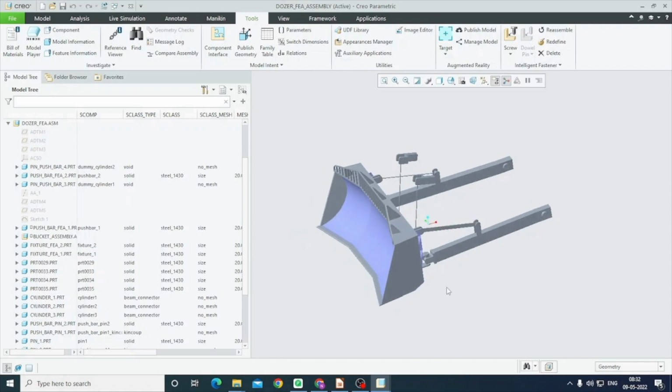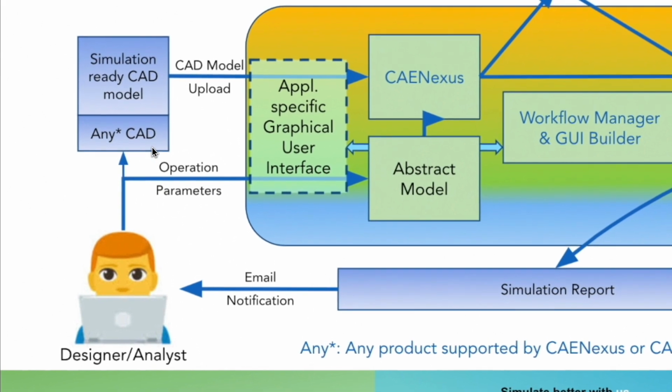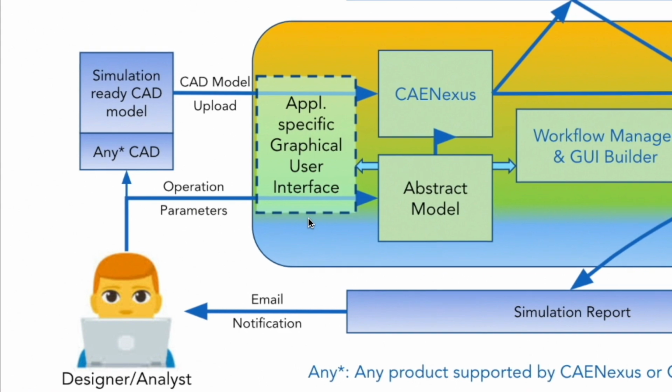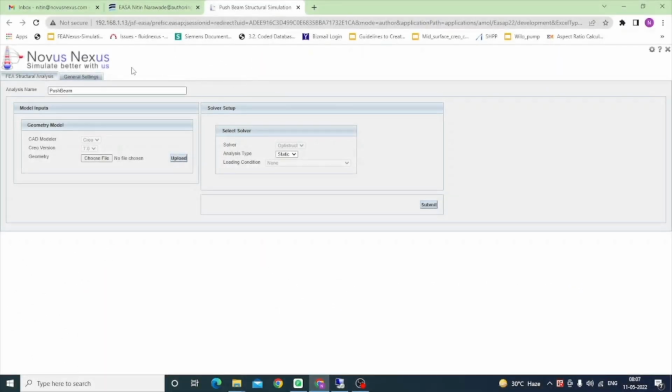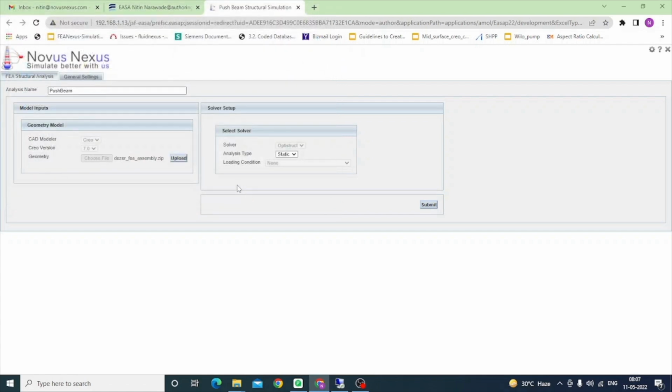So we're going to come out of that simulation model and go look at that web app now and see how we can run simulations given this abstract model and this CAD model. So here's a very basic structural analysis web app. We can choose the CAD software, Creo in this case, version 7, and the dozer assembly we were just looking at. We can upload it.